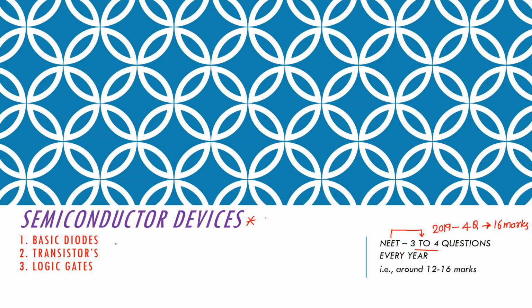Here, semiconductors are divided into three parts. Those are basic diodes, transistors, and logic gates. And you can expect a question from each of these topics. We'll start with logic gates. Even in previous IIT examinations, you will see around 2 to 3 questions from this topic. So, let us first start with logic gates, then we'll move on to transistors, then on to basic diodes.